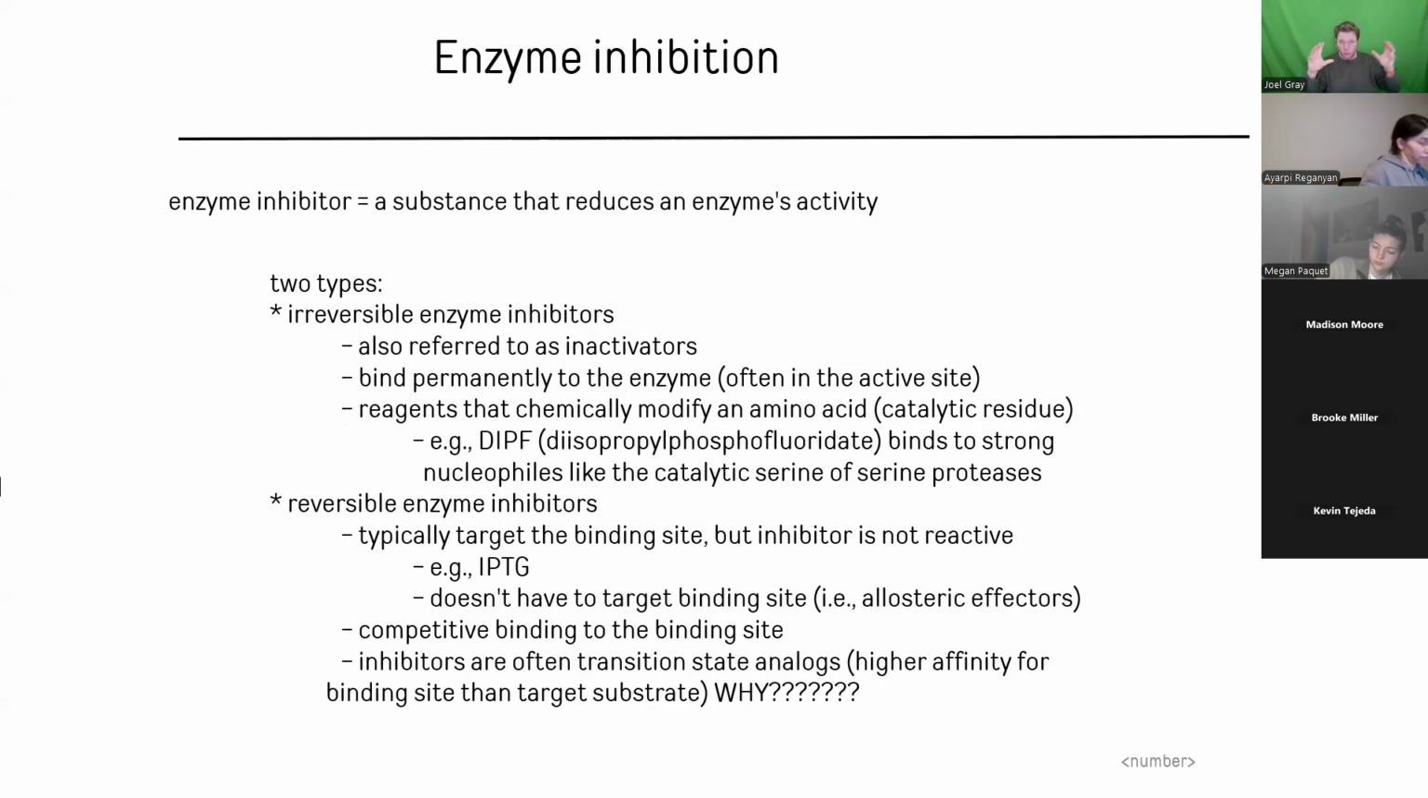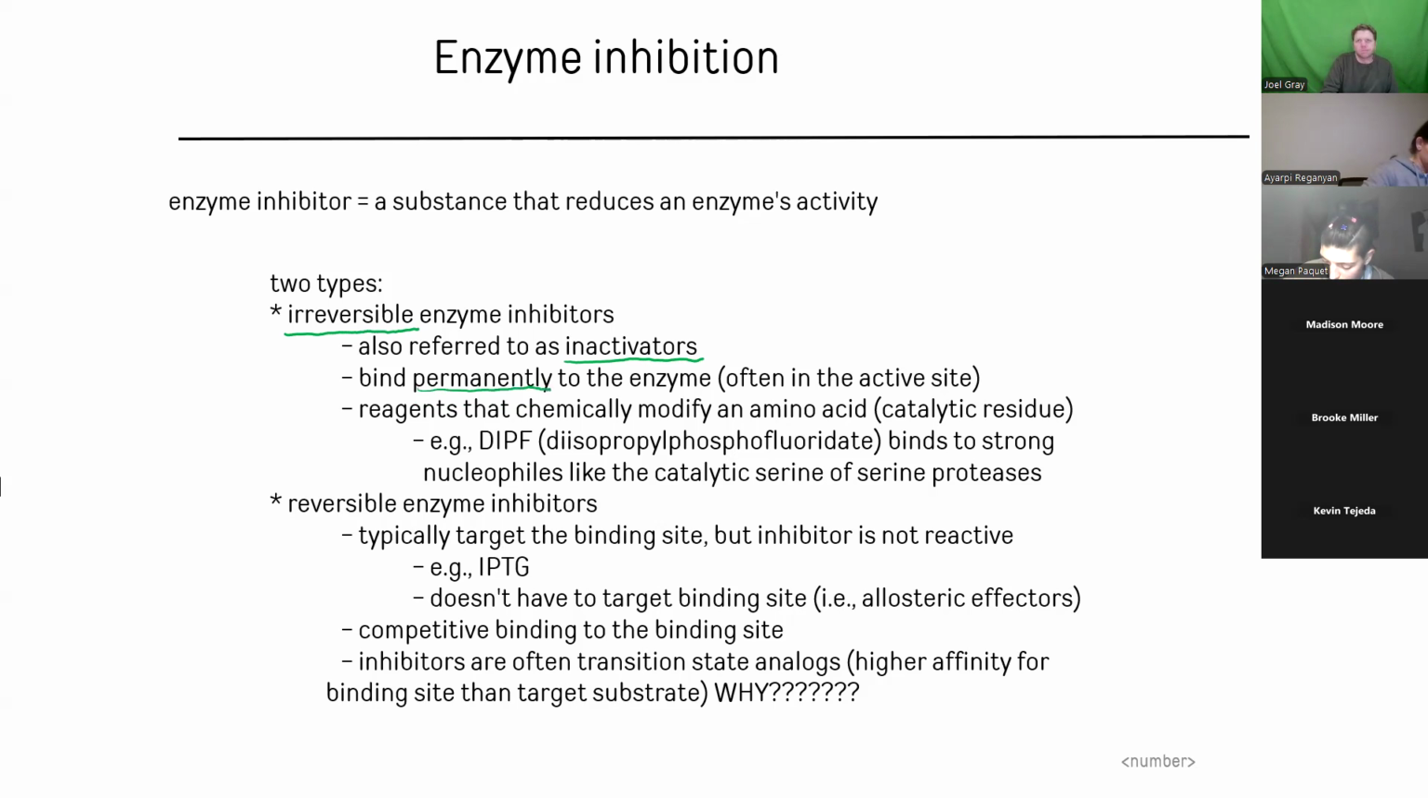An enzyme is a protein for our purposes that's going to take a substrate or substrates and produce a product. An enzyme inhibitor is a molecule that an enzyme will bind to and not be able to then pick up its substrate and catalyze its reaction. That's one potential mechanism and way that it works. There are two major types of inhibitors. One is an irreversible enzyme inhibitor. These are known as inactivators. These bind permanently to an enzyme.